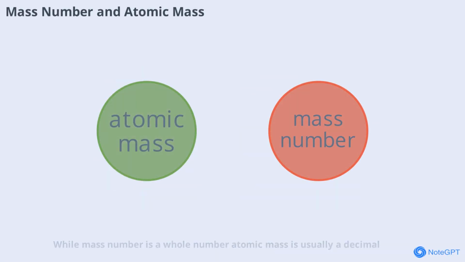While mass number is a whole number, atomic mass is usually a decimal. That's because atomic mass is the weighted average of all the isotopes of an element based on their abundance. Mass number, however, refers to a specific isotope. This distinction is important when interpreting the periodic table or conducting experiments.